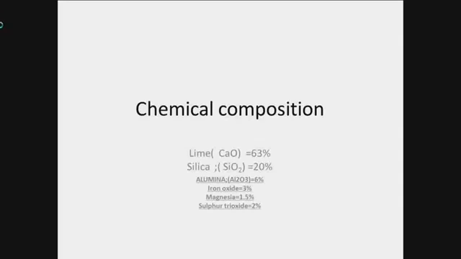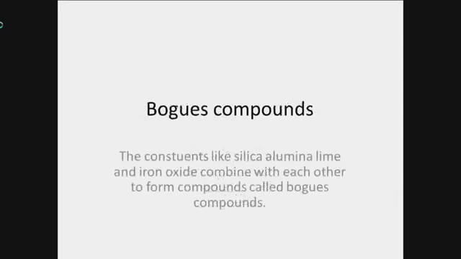When we talk about the chemical composition of cement, I have already discussed the elemental composition. The elemental composition is not found in general, because we find the other components of cement in compound form, those are Bogue's compounds. The constituents like silica, alumina, lime and iron oxide combine with each other to form compounds called Bogue's compounds. And the Bogue's compounds are tricalcium silicate, dicalcium silicate, tricalcium aluminate and tetracalcium aluminoferrite.